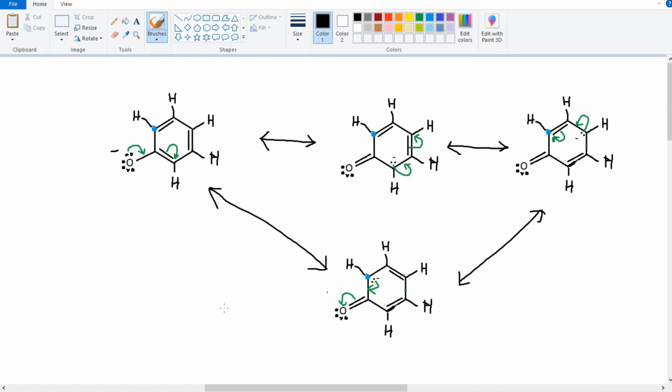Now, the most stable resonance structure, how do we figure out what the most stable resonance structure is? Anybody know? What's one of the criteria?